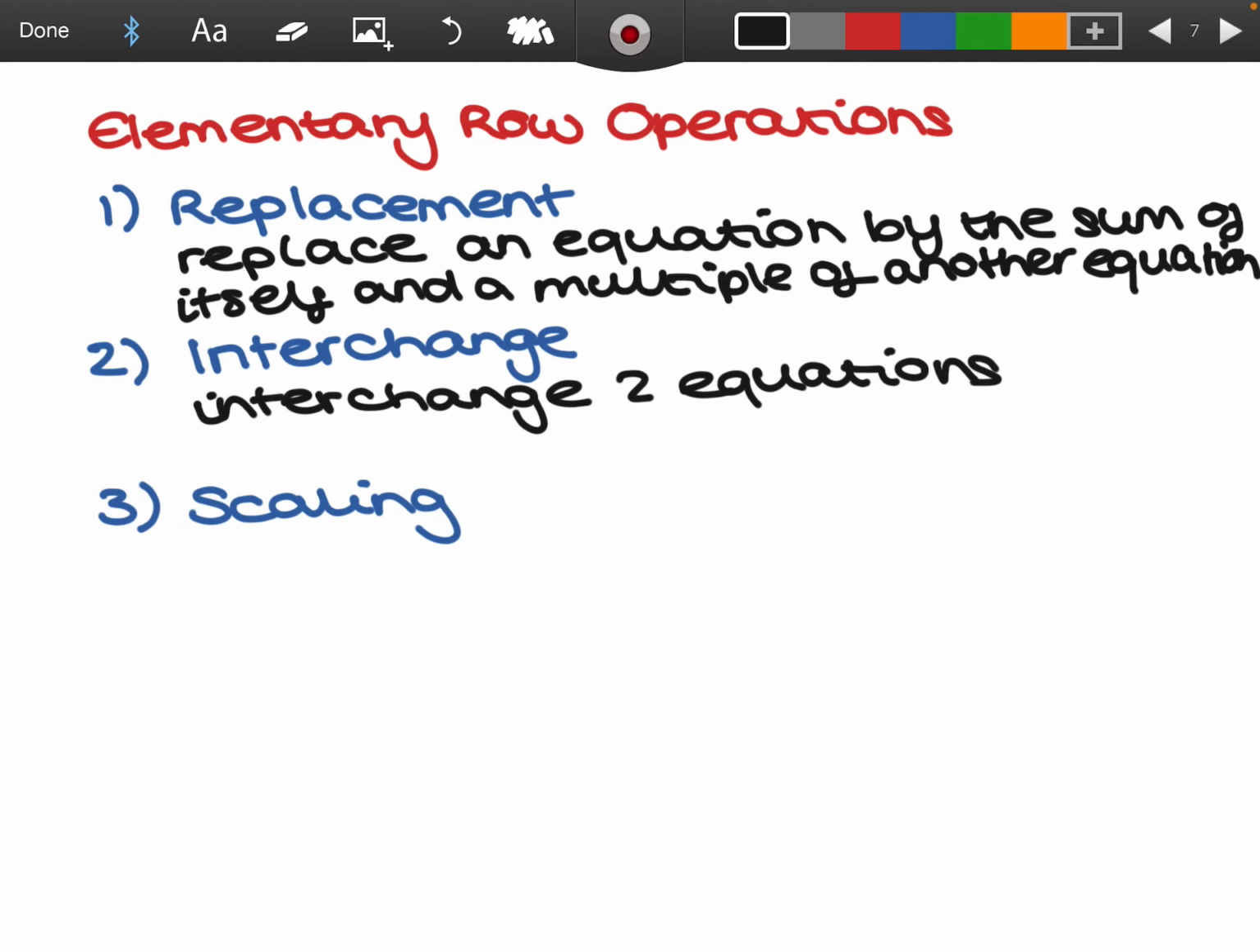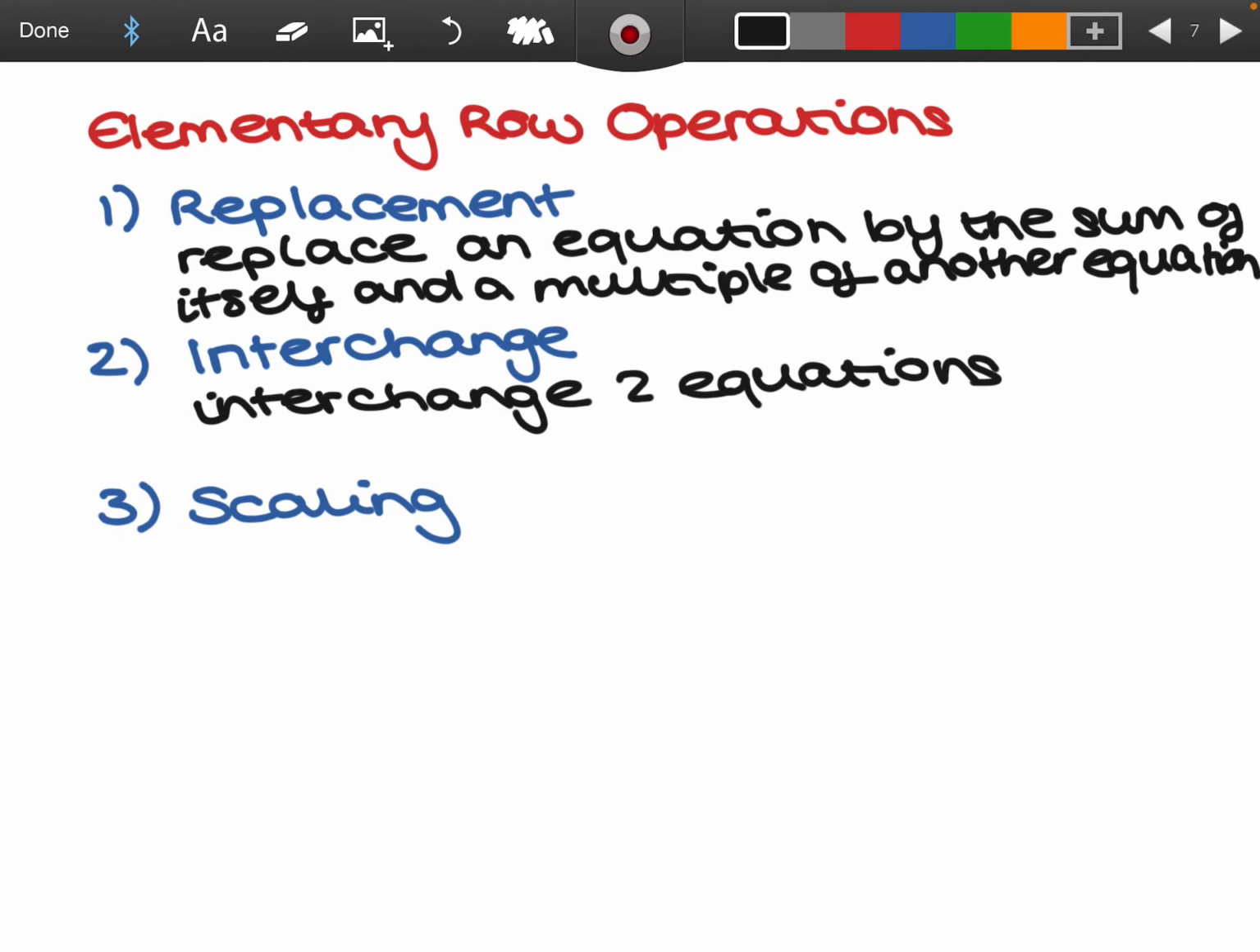Okay. And as I just said, at one point there, I divided a whole equation through by 5. That's scaling. As long as whatever I do to one side of the equation, I do to the other. So I divided that whole equation through by 5. I didn't just divide the left-hand side or the right-hand side by 5. I divided the whole equation through by 5. I've scaled it back by a multiple of 5. That doesn't change the structure of my system. It doesn't change the solution.